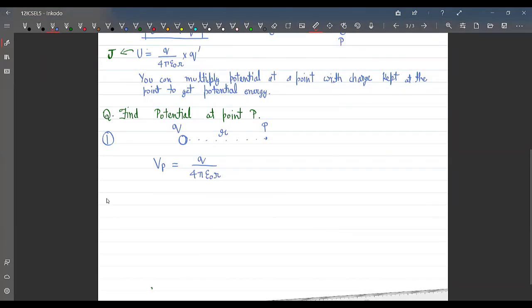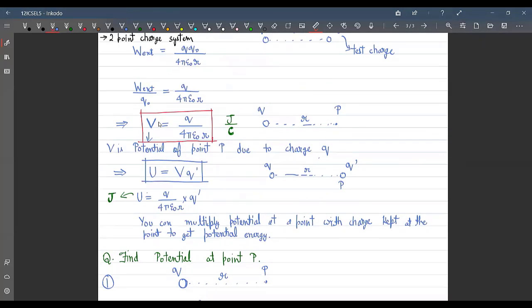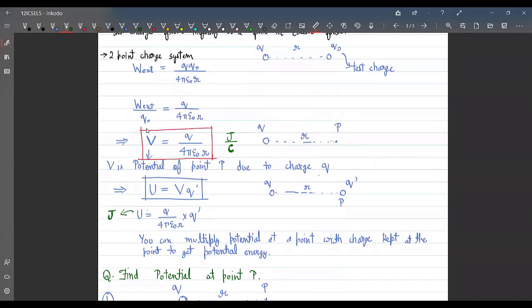But suppose there are multiple charges, two charges, Q1 here and Q2 here, and you want to find the potential at point P. This will be equal to potential due to Q1 plus potential due to Q2, that is Q1 by 4 pi epsilon naught R plus Q2 by 4 pi epsilon naught R. See, potential is a scalar quantity as it is work divided by charge. So you can simply add. Even potential energy is an energy, so that is also a scalar quantity.